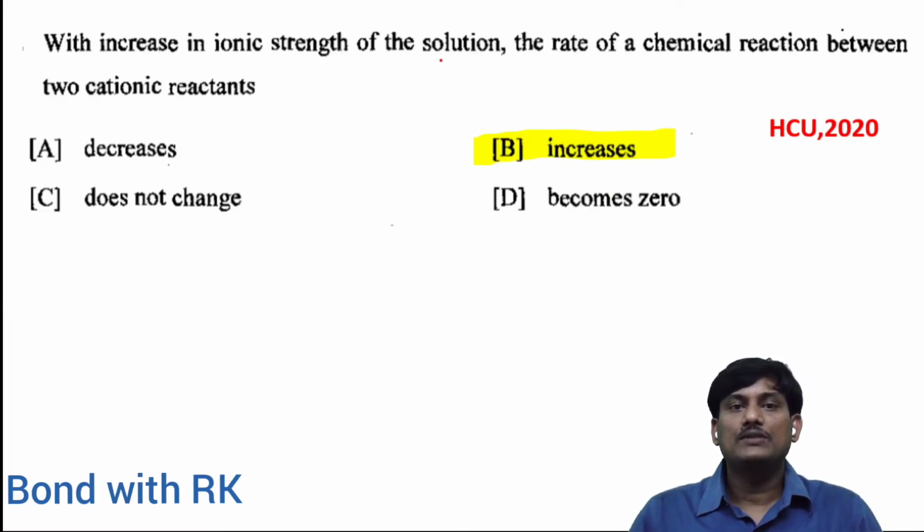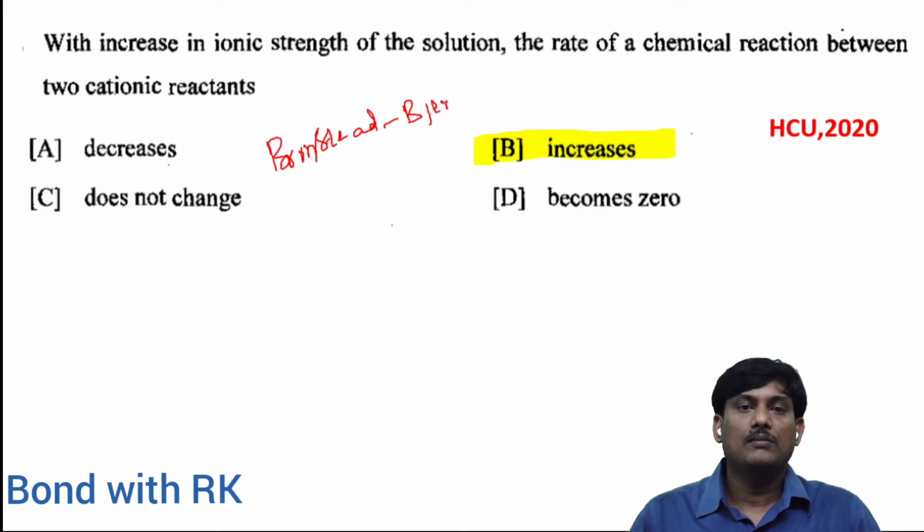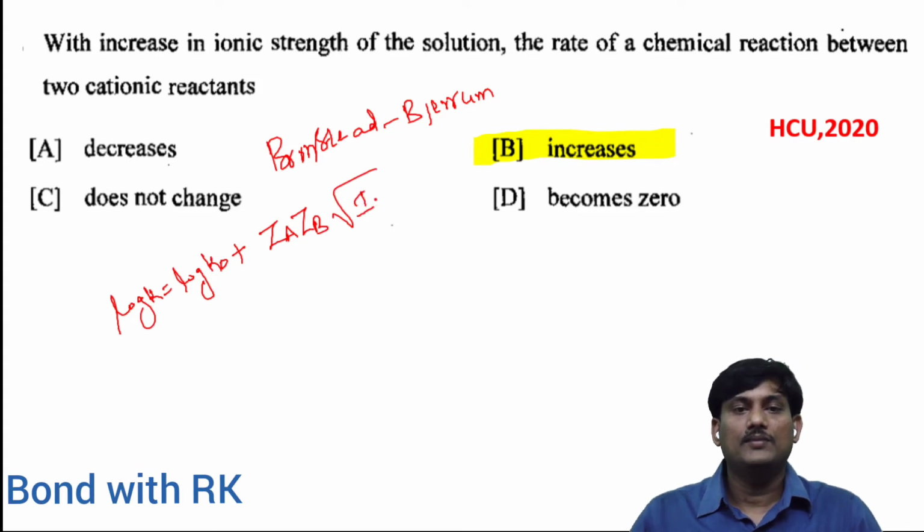With increase in ionic strength of the solution, what happens to the rate of chemical reaction between two cationic reactants? There is an equation, the Bronsted-Bjerrum equation. According to this equation, there is a relation: log K is equal to log K naught plus ZA ZB into root over I. This is the ionic strength. ZA is the charge on a particular ion, and ZB is the charge on another ion.